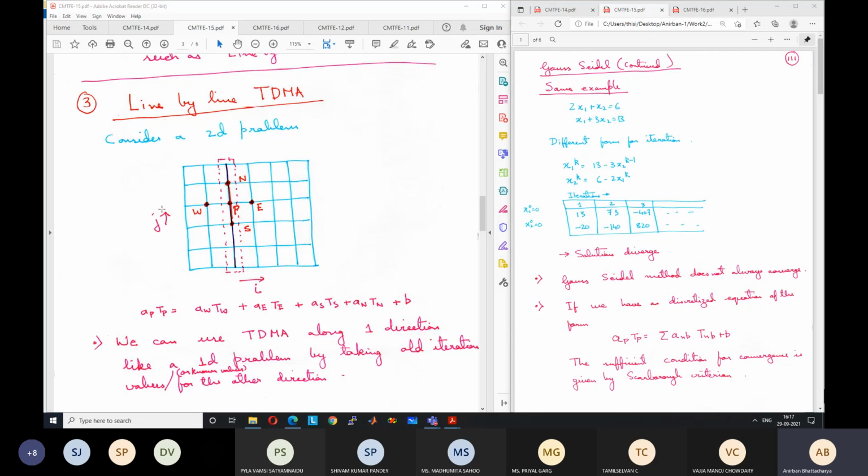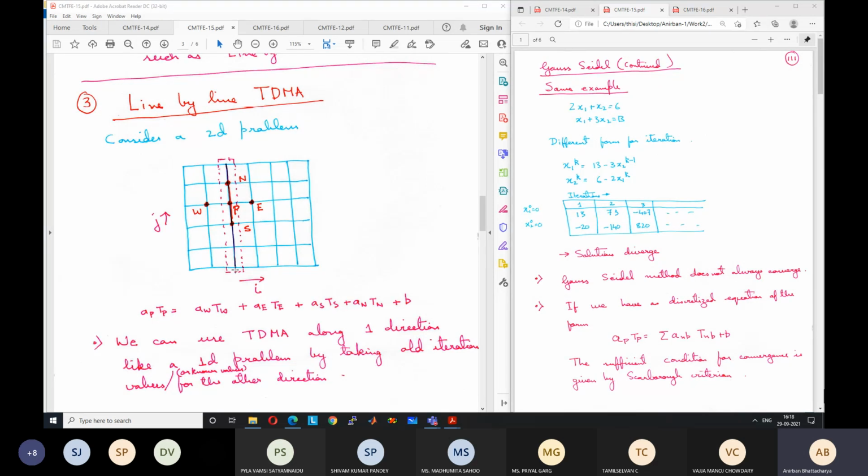So basically, we have again reduced it into a type of 1D problem by using previous iteration values for the other direction. So similarly, we can have equations for all these points, endpoints. The boundary conditions are not in terms of temperature or velocity, or if they are in terms of temperature, we'll have n minus 2 points. And we can directly solve this equation for this line.